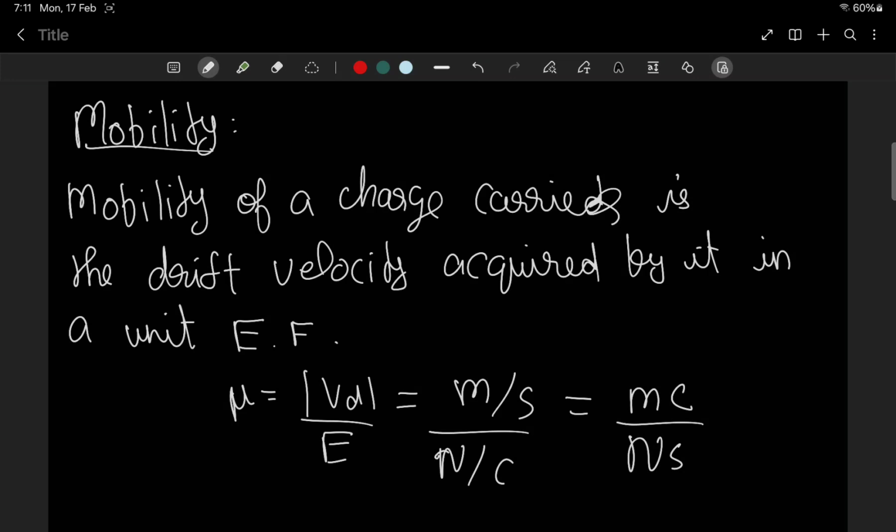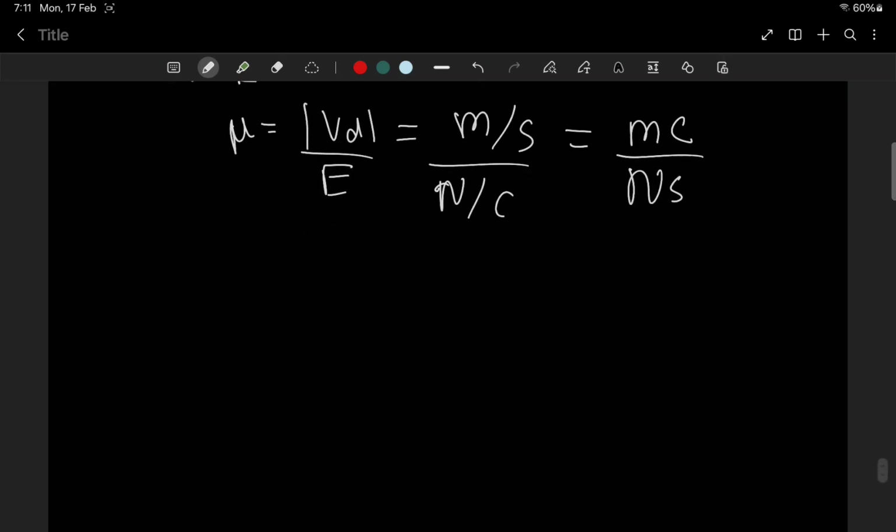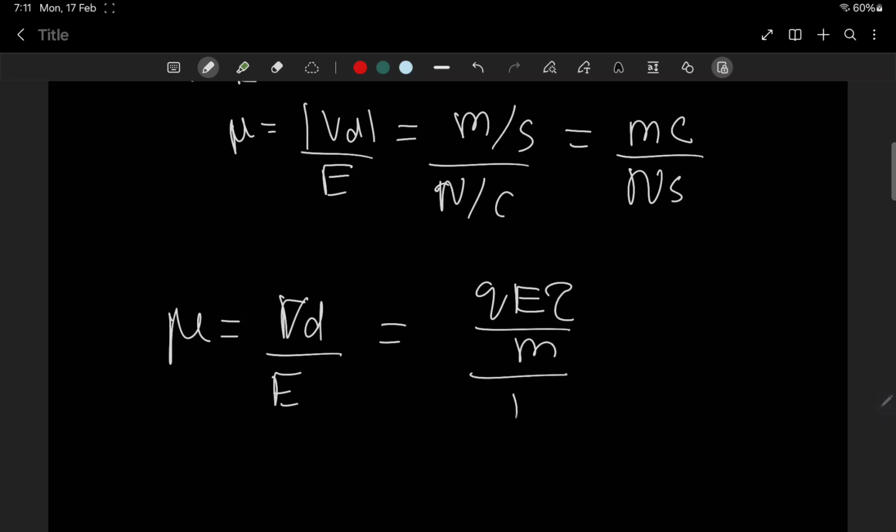So mu is equal to Vd by E, that is qEτ by m divided by E. Therefore, mobility is equal to qτ by m. Got it?